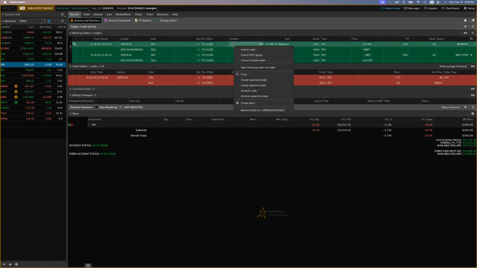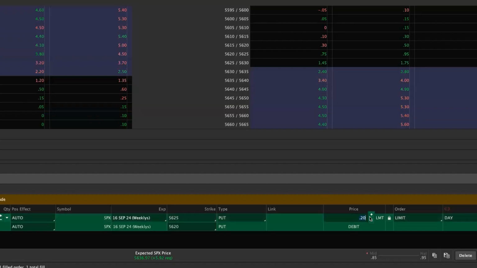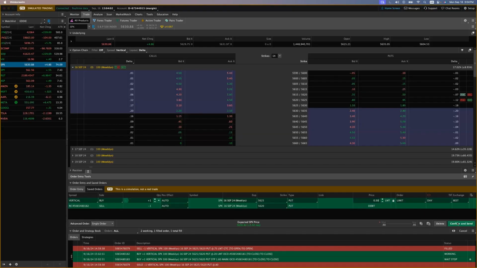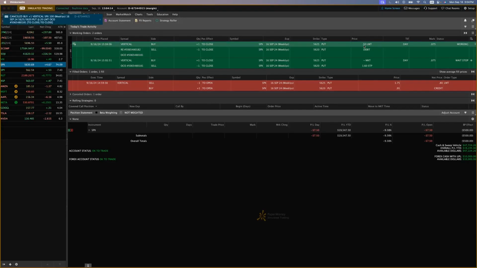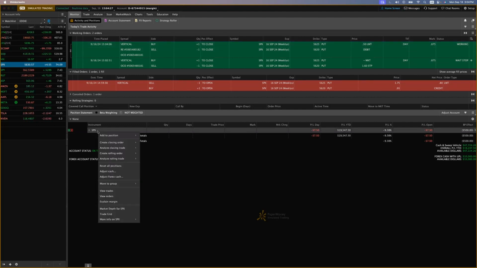What I'll do is simply right click, do a cancel, replace, make changes. For example, I want to take profit at 50 cents instead of 20 cents. Confirm and send. Then you notice that the price that I'm asking for has changed from 20 cents to 50 cents. You always want to make your changes to the working order as opposed to right-clicking and creating a new closing position. If you did that when you still have a working order, that would create a duplicate.